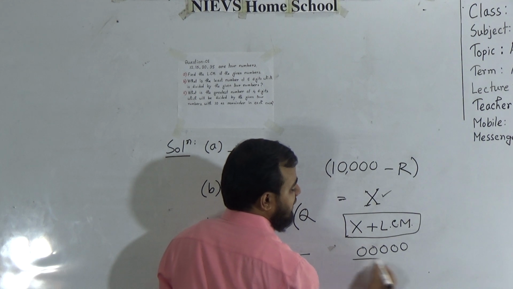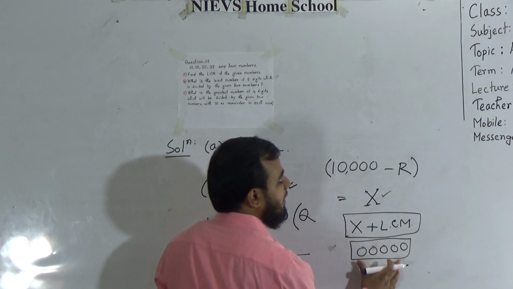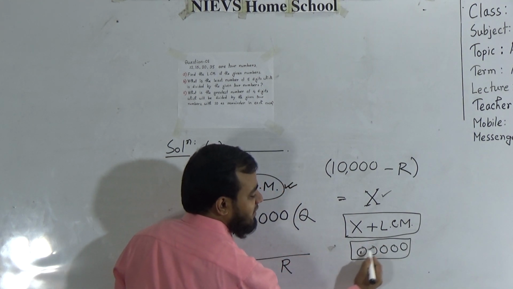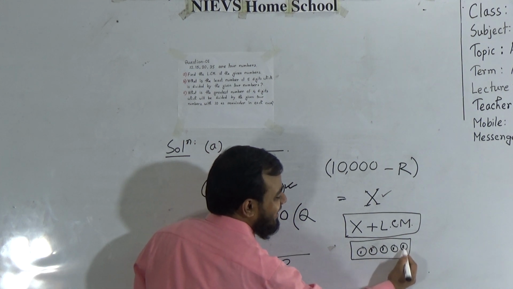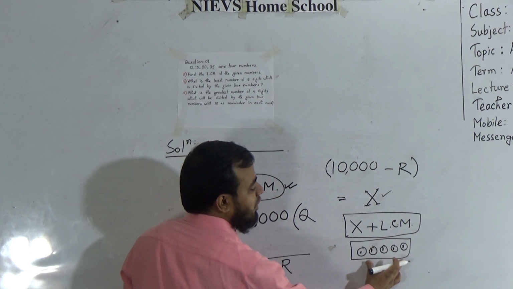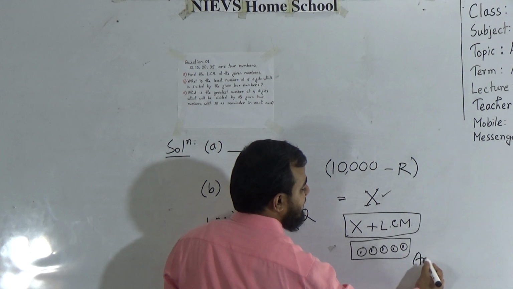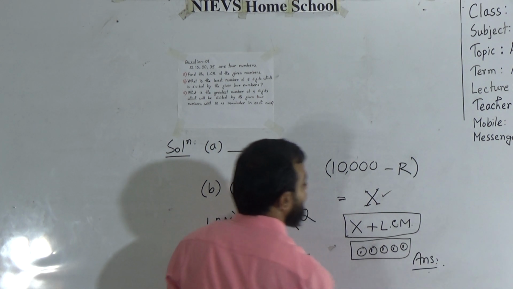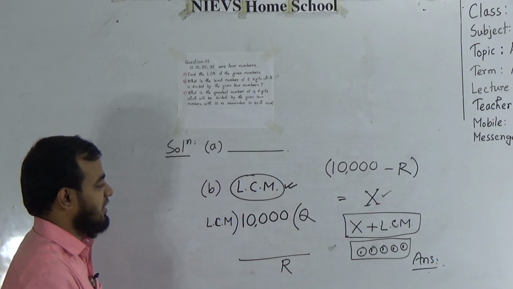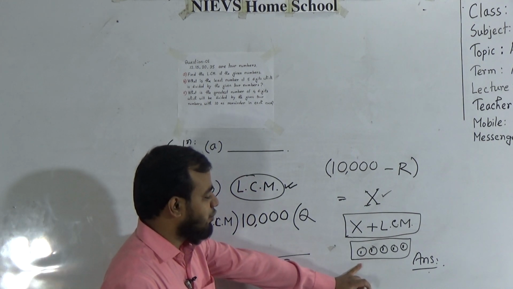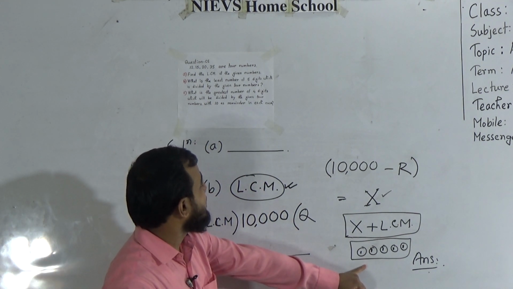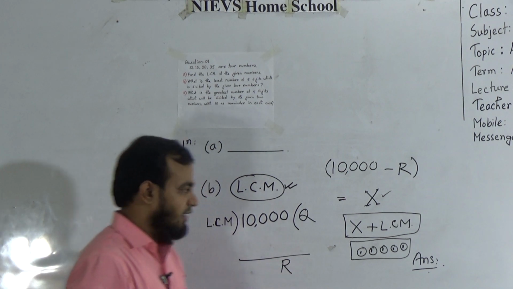I don't know which number that is, but it will be a 5 digit number. So this 5 digit number will be our answer, because this 5 digit number must be divisible by all the 4 numbers. That means this number can be divided by 12, by 15, by 20 and by 35. I think you have understood.